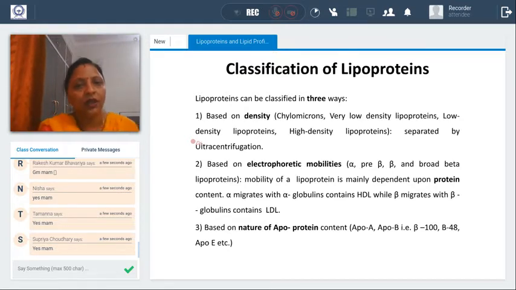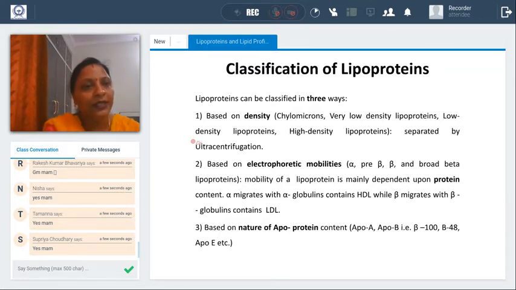Another category is based on electrophoretic mobility: alpha, pre-beta, beta, broad beta lipoproteins. Mobility of lipoprotein is mainly dependent upon protein content. Please remember this sentence. Mobility of lipoprotein is mainly dependent upon protein content. Alpha migrates with alpha globulin, contains HDL, while beta migrates with beta globulin, contains LDL. So alpha HDL and beta LDL.